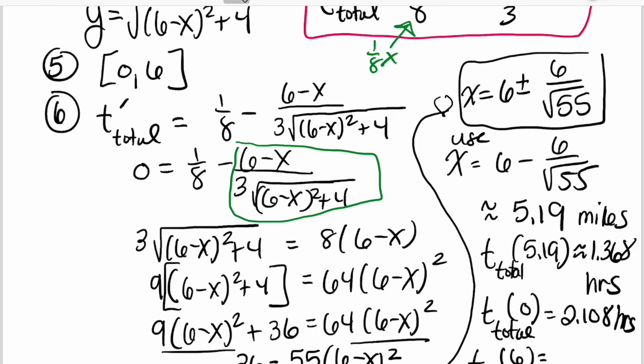And then if we plug in our other endpoint into the total time, if I plug in 6, I'm going to get 1.417 hours. Now, out of all that time, remember what we're trying to do. We're trying to minimize the time. So of all these times, we checked the endpoints and we checked approximately at 5.19 miles. This one has the smallest time. So we would say that she would run along the beach 5.19 miles and then start swimming, and that would mean that she would minimize her time and it would only take her about 1.365 hours.